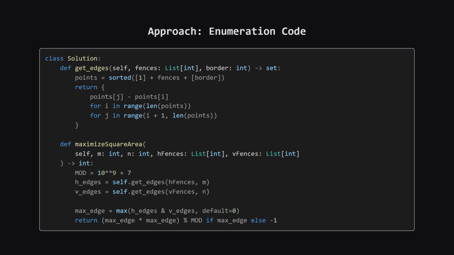First, let's look at the get_edges function. This function takes a list of internal fences and the final border coordinate.